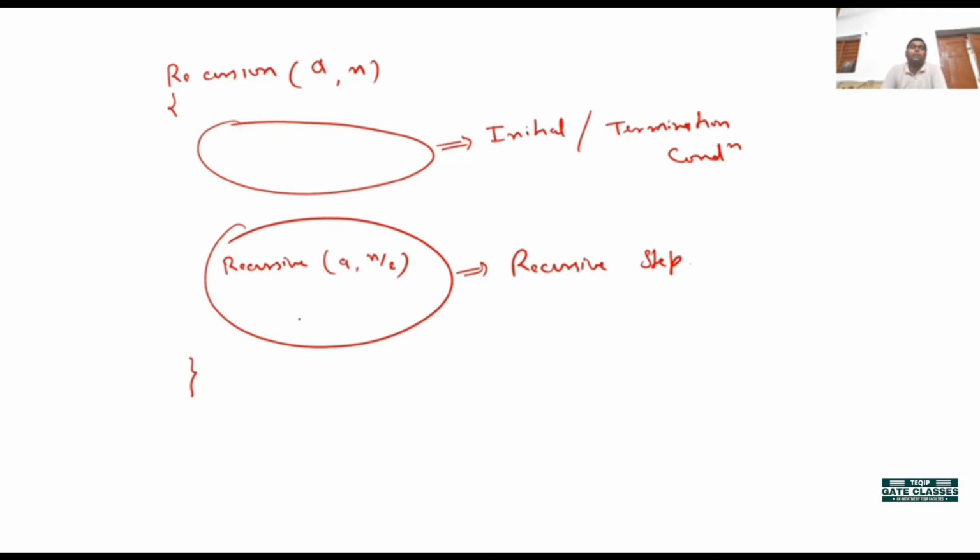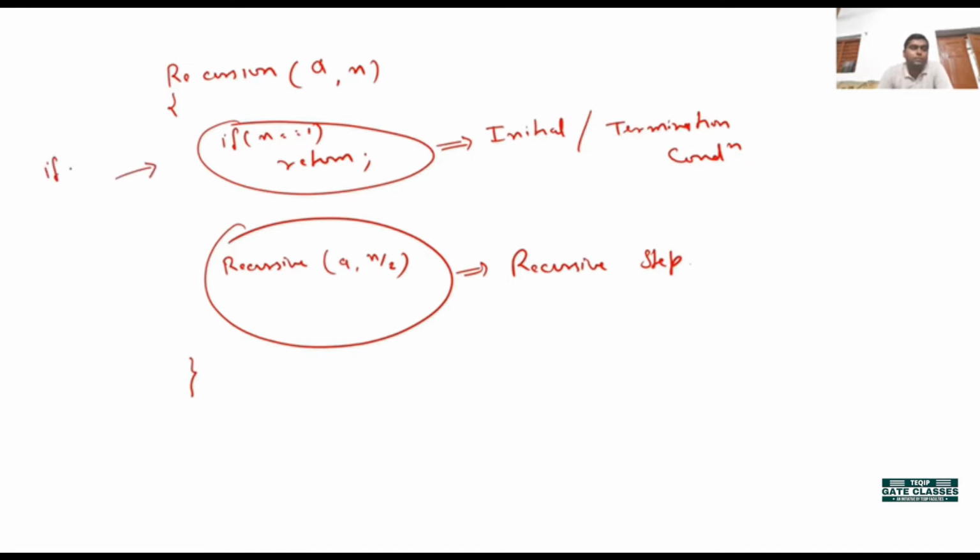Here are a few important points which we need to remember. Say, for example, for the termination condition: if n == 1, then return something. So this is our initial condition, and the recursive step is what? a = recursive(a, n/2). So what we have to do here is, first of all, check the initial condition. If we do not mention the initial condition here, then we will go into what? Infinite loop. If not available, then infinite loop.